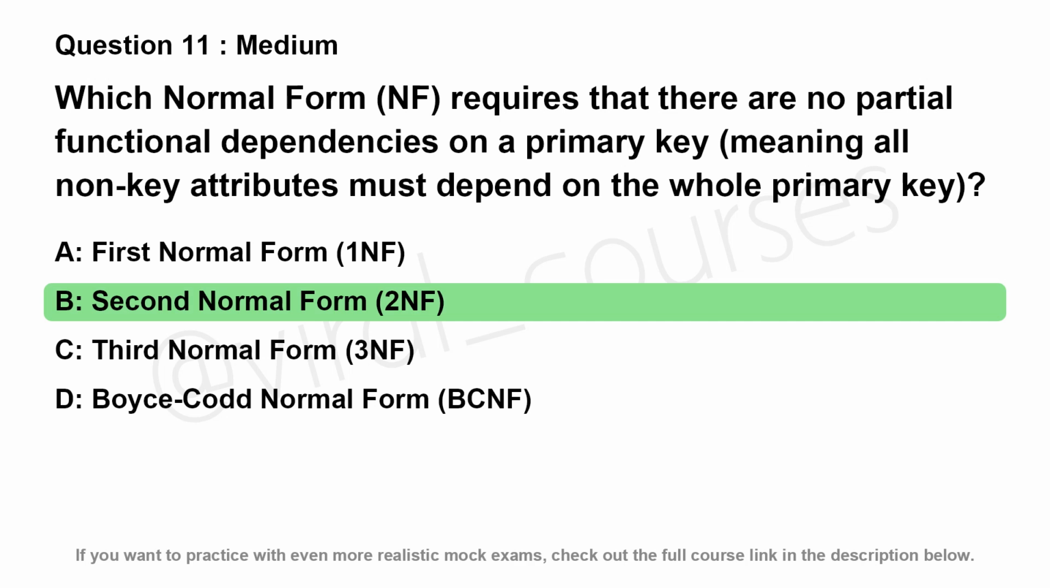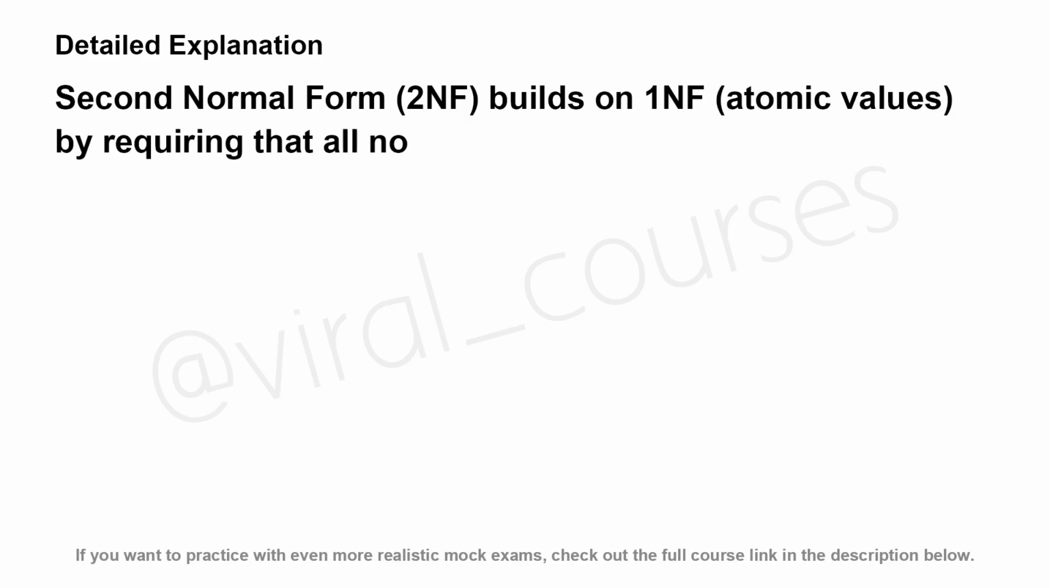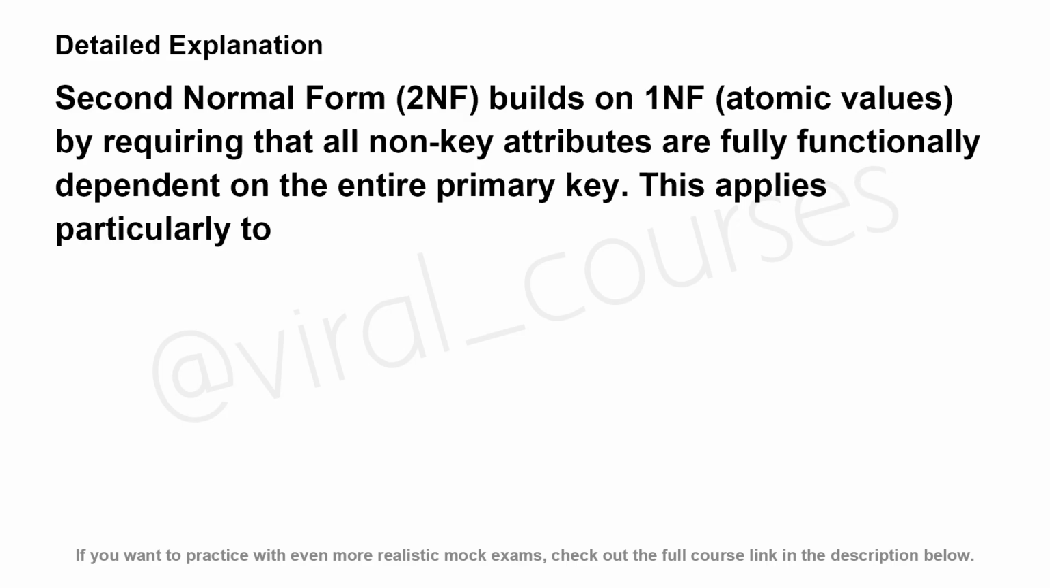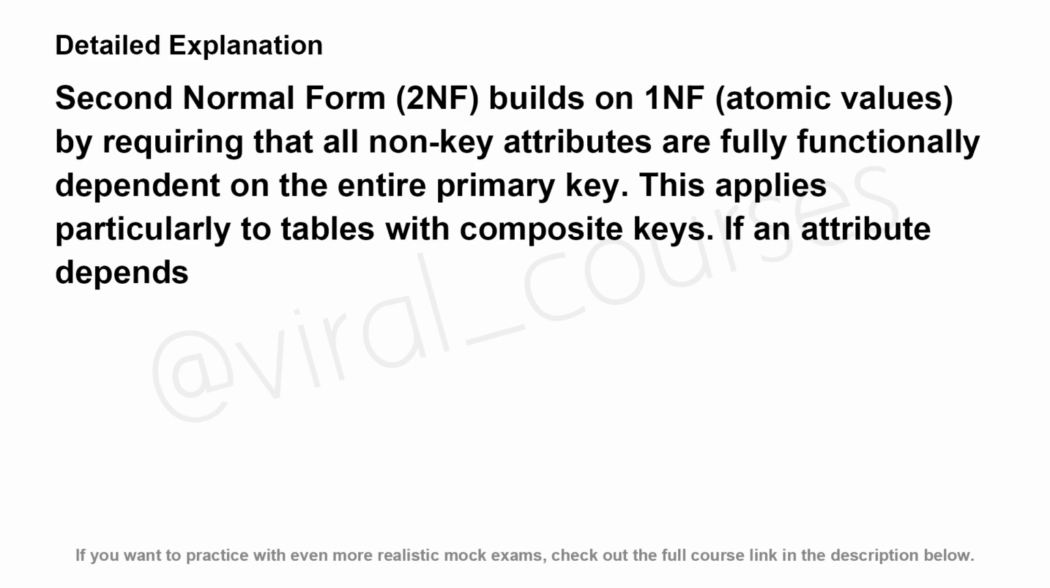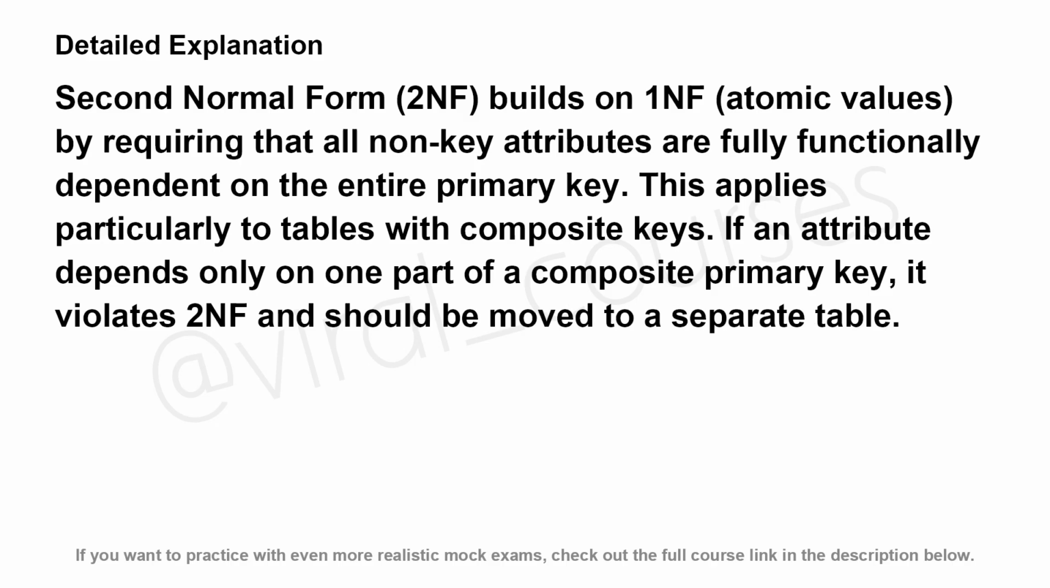The correct answer is B. Second normal form, 2NF, builds on 1NF (atomic values) by requiring that all non-key attributes are fully functionally dependent on the entire primary key. This applies particularly to tables with composite keys. If an attribute depends only on one part of a composite primary key, it violates 2NF and should be moved to a separate table.